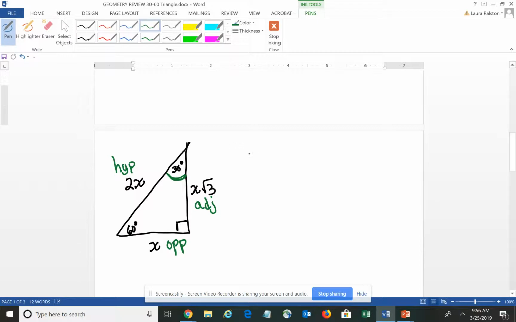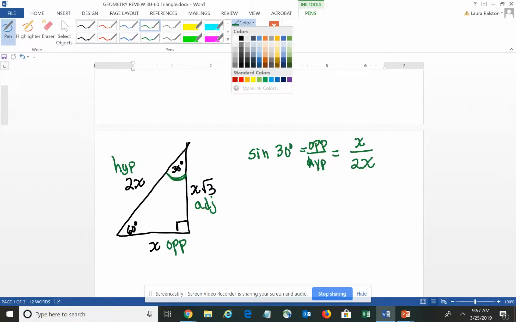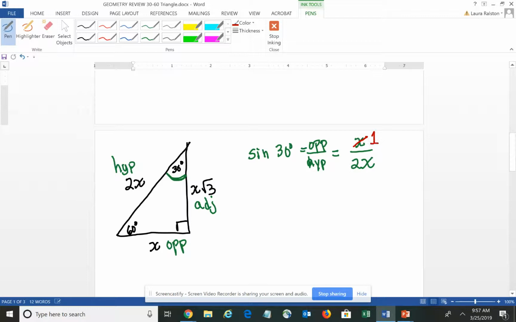Okay. The sine of 30 degrees, which is the opposite over the hypotenuse, we would have x over 2x. And then if I simplify that, I would have an x in the numerator with a placeholder of 1, x in the denominator, they divide out, so we have 1/2. So the sine of 30 degrees is always going to be 1/2 regardless of the lengths of the triangle.